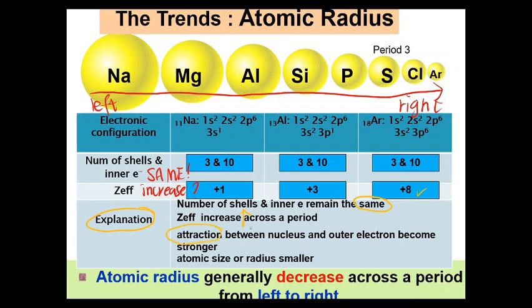Hence, the attraction between nucleus and outer electron will become stronger. When there is a strong attraction, the atomic size or radius will become smaller. In short, atomic radius generally decreases when moving across a period from left to right. You need to mention you are moving from left to right in the examination.